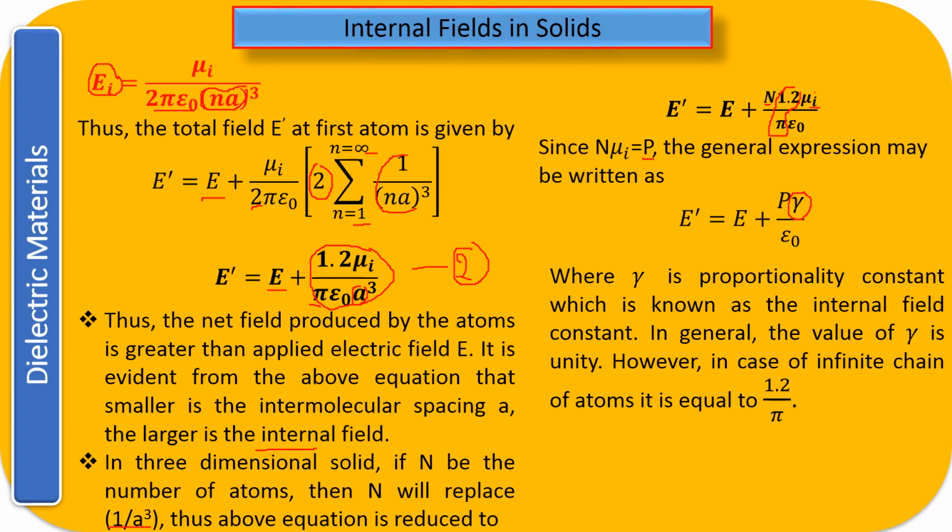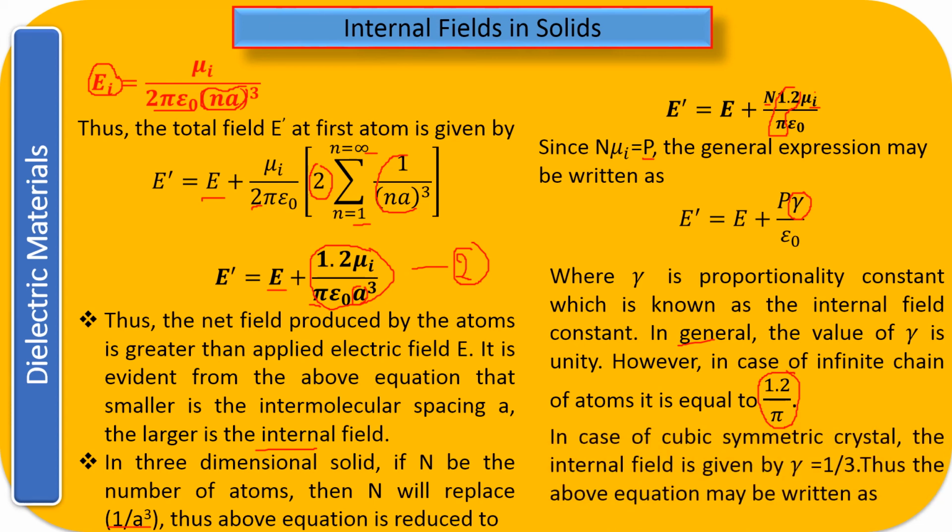In general, the value of gamma is unity. However, in case of an infinite chain of atoms, the gamma value is equal to 1.2 upon pi. So this is the value of gamma that has been found out, and this is why I have substituted the value of gamma over there.